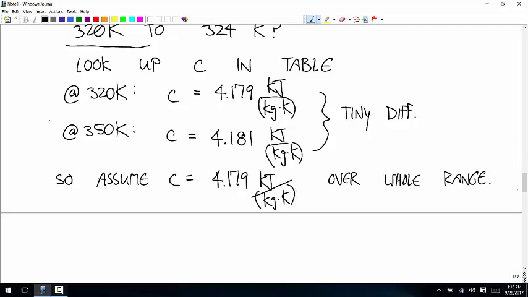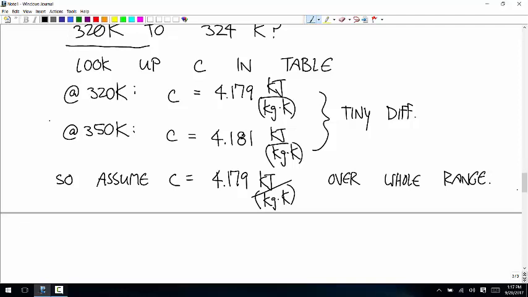Well, I'm just saying, for this to change all the way from 4.179 to 4.181, you have to go 30 Kelvin. Ours is much smaller than that, and even if it was 30 degrees, that's a pretty small difference. But at that point, maybe you take the average between those two. But anyways, you can see that we could do this calculation assuming 320, or assuming 350, doing any combination of those, and our answers would be the same.